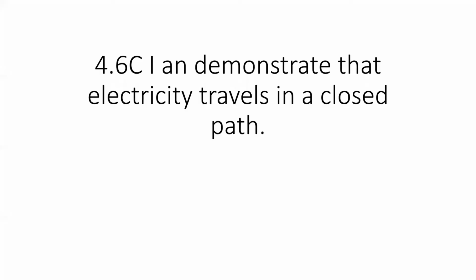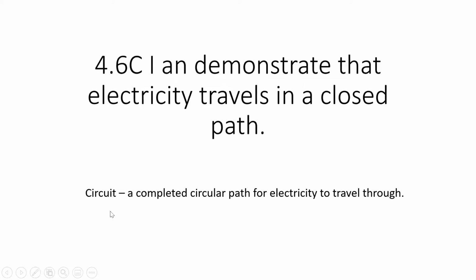I can demonstrate that electricity travels in a closed path. Now, science has a special word for that closed path, and that word is circuit. Here you see the word circuit, and notice the beginning of it looks very much like the word circle. Think about how there's no end to a circle, it's just connected everywhere. That's what you've got to have for a circuit. You have to have a complete circular path for electricity to travel through.